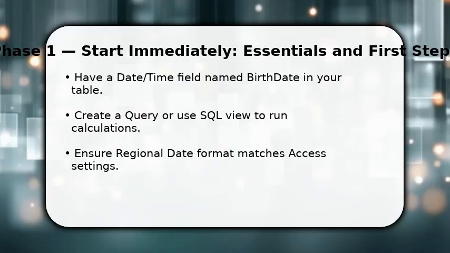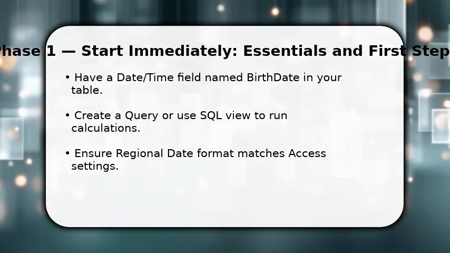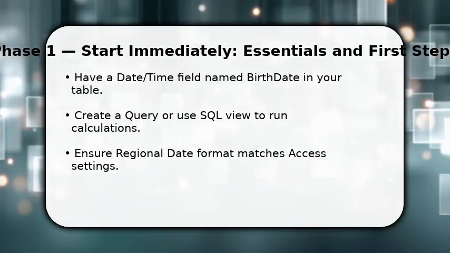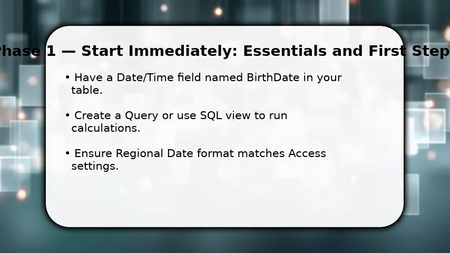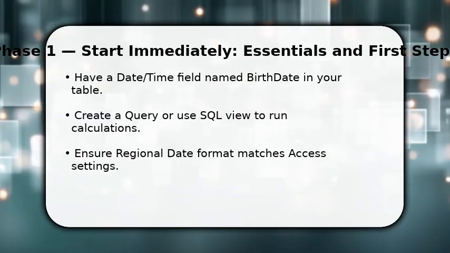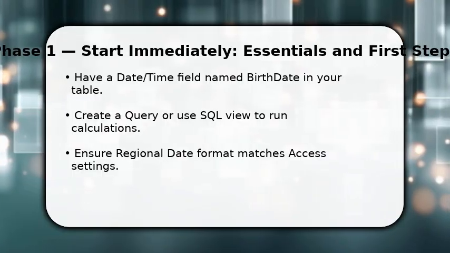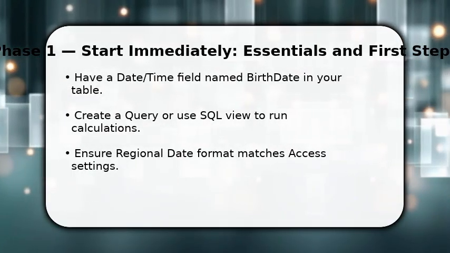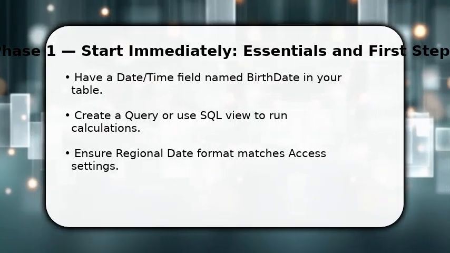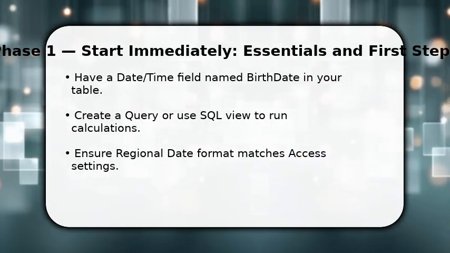Enjoy the video. You start by verifying data types. Make sure the birth date field is date/time. Next, open a new query in Design View or SQL View so you can place the calculation immediately. Once done, avoid text dates. Convert strings to date value if needed, because Access arithmetic requires true date values. Also, confirm your system regional settings match expected formats, since mismatched formats will produce wrong results.